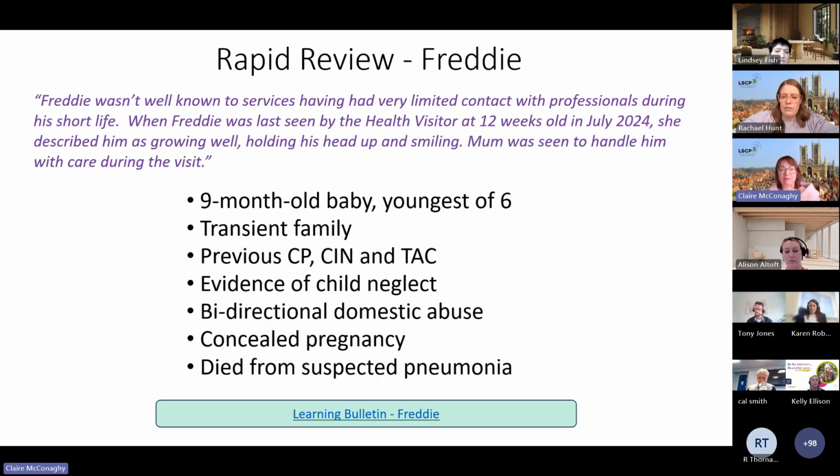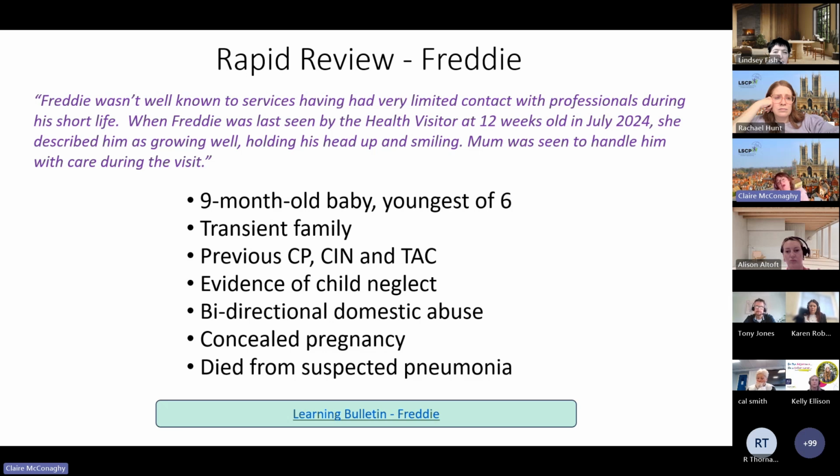And yeah, just to talk a little bit about Freddie. He wasn't well known to services. He had very limited contact with professionals during his short life. When he was last seen by the health visitor, she described him as growing well, holding his head up and smiling, and Mum was seen to be holding him with care during the visit. He was 9 months old and he was the youngest of 6.